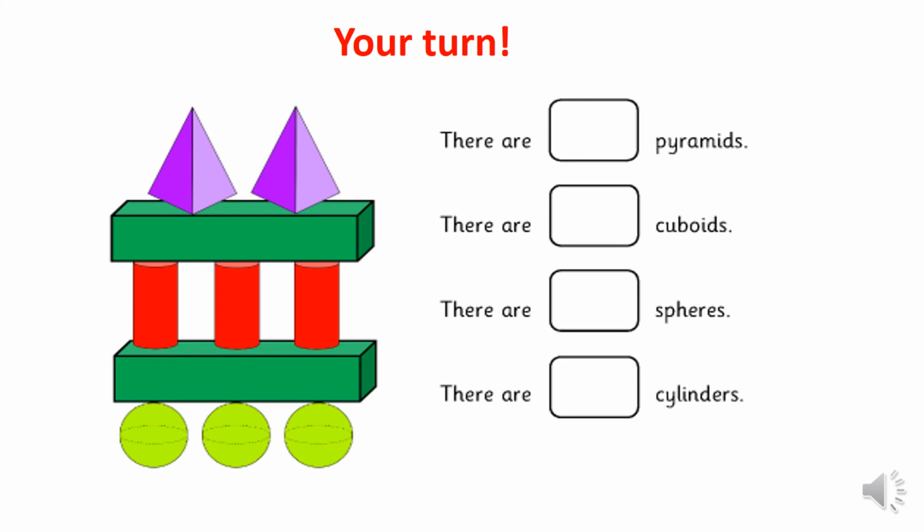So pause the video and count those shapes. Great, well done. Did you have a go? Here are the answers. There are 2 pyramids. There are 2 cuboids. There are 3 spheres. And there are 3 cylinders. Well done if you got that correct.